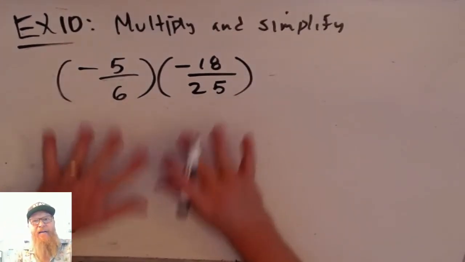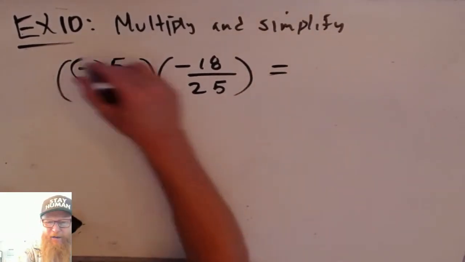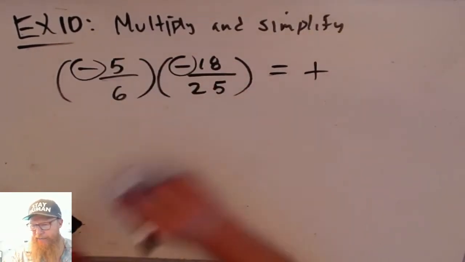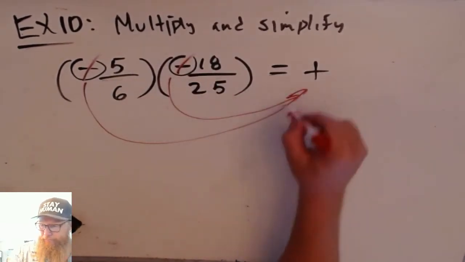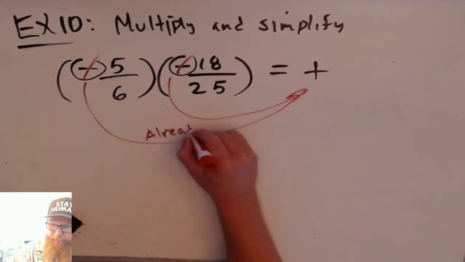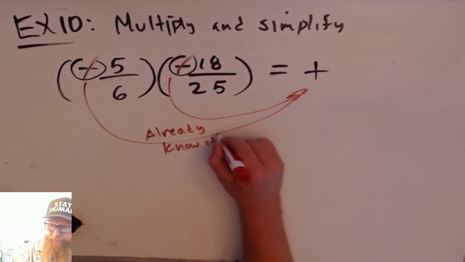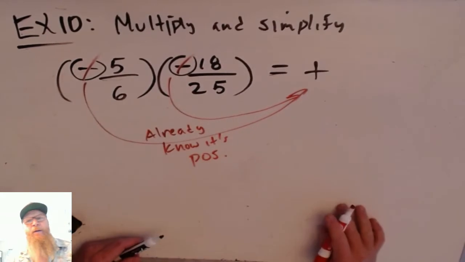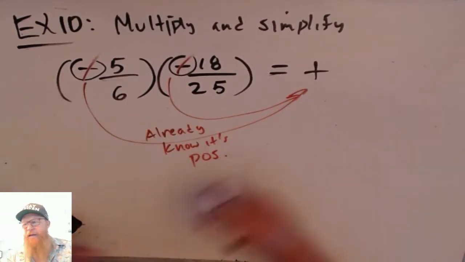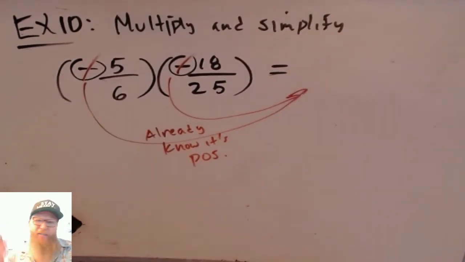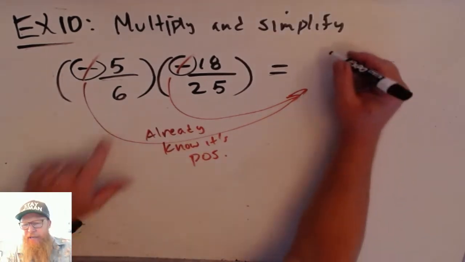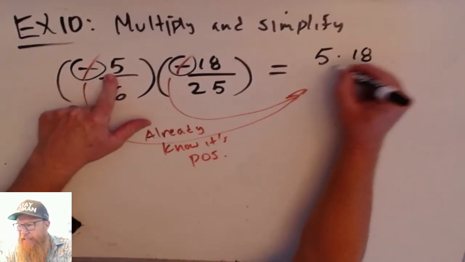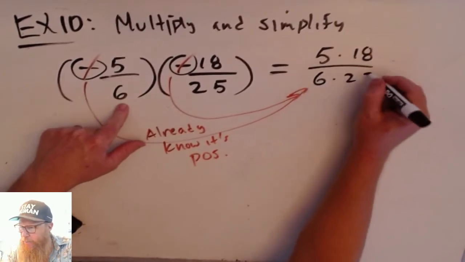All right, negative times a negative. I already know my answer is going to become positive. If it's positive, you do not even have to put a sign. Positivity is implied. When you look at a number, it's implied that that number represents a positive. So now I'm just going to go 5 times 18, 6 times 25.